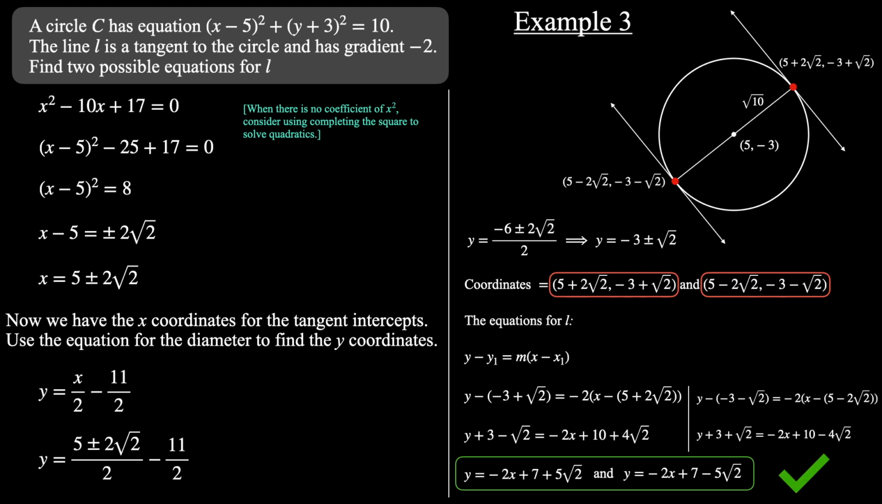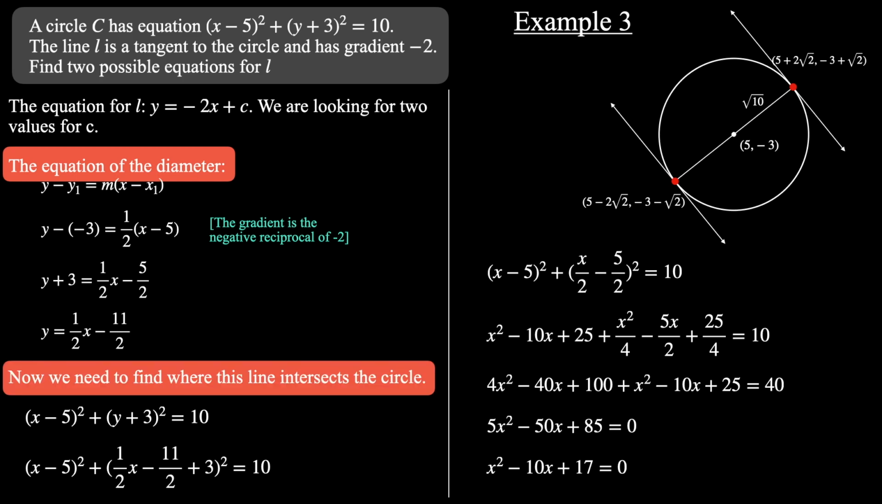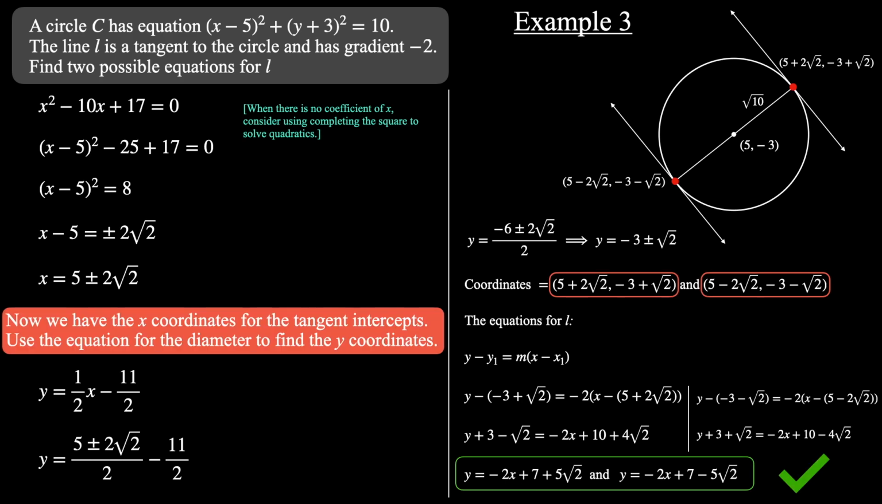As you can see, the solutions to these types of questions are quite long, and I want to go over the 4 main things we did there. So going back to the start, remember we found the equation of the diameter first, then we found where that line intersects the circle to find these points here, where the tangents intersect the circle. Next, we found the y coordinates of those points, and finally, we could use those 2 coordinates to find the equations for L. So generally, when you're answering these types of questions where you need to find possible equations for tangents, if you follow those 4 steps, you should be fine.